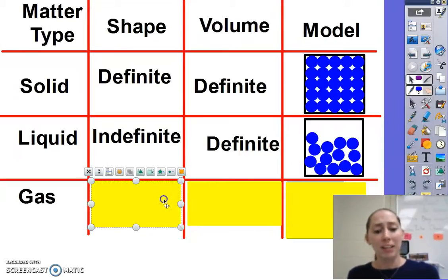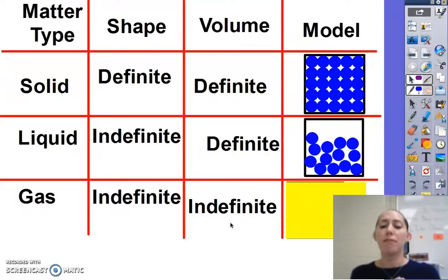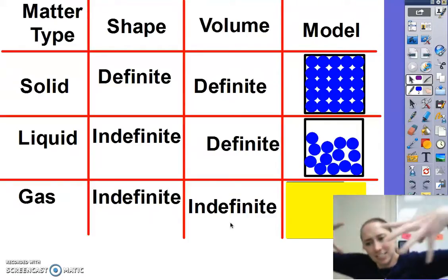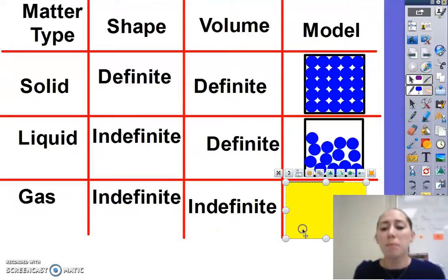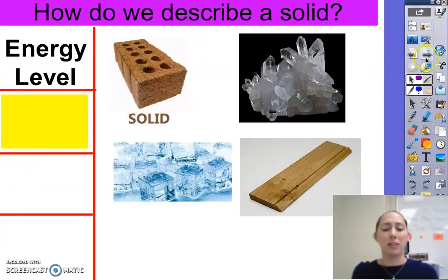And lastly, we've got gases. Gases have an indefinite shape and an indefinite volume, meaning they take the shape and volume of whatever container they're in. If they've got lots of room to spread out, they're going to. Whereas if they're being compressed down into a little space, they're going to compress down into a little space. And we model this with molecules with lots of space to move around and taking the entire shape of whatever they're in. But we can talk more about these.